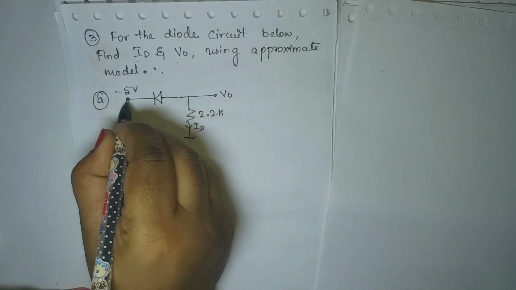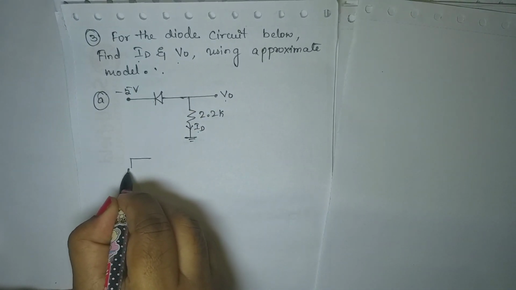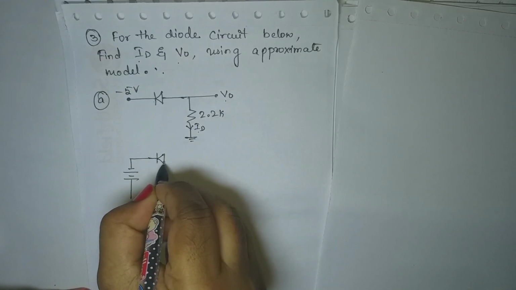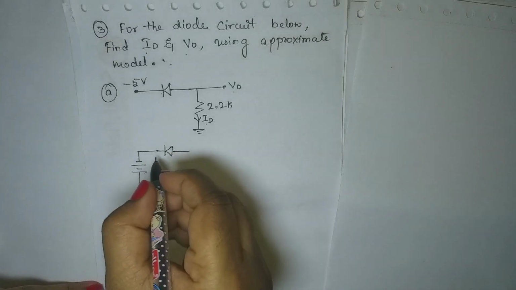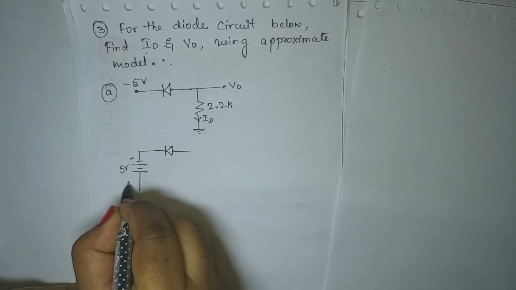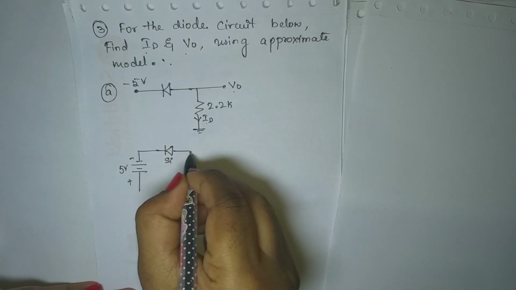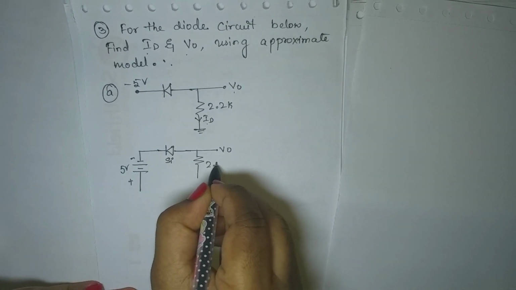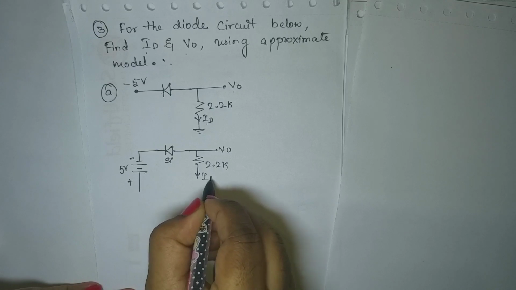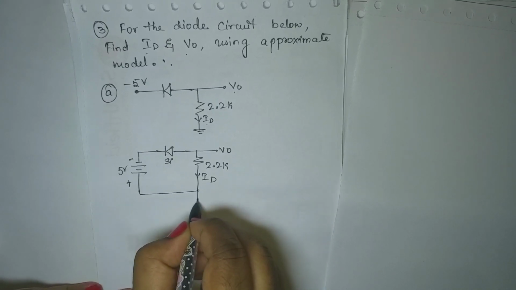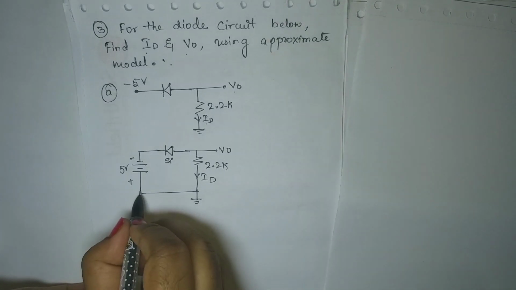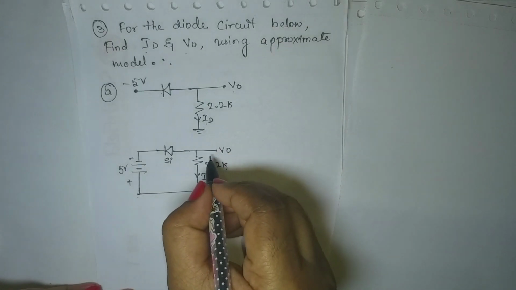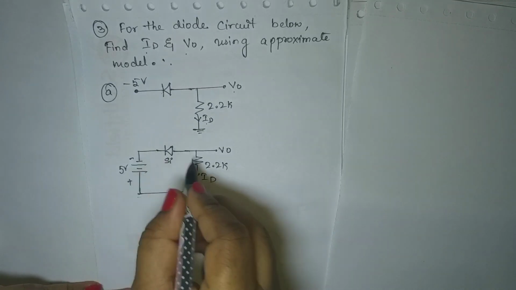The negative terminal is given to minus 5. It means minus plus, minus plus, right? So this is how your silicon diode will be. Now it is 5 volts, minus and plus, and that is a silicon diode. I need to find V naught. Here you have 2.2K, current ID, and it is grounded here. So here you can ground it. I have joined it and grounded here. Now I know the circuit.